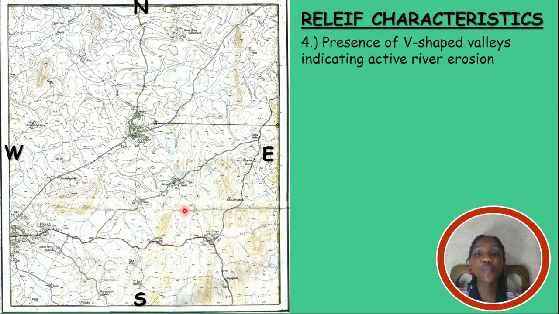The presence of V-shaped valleys indicating active river erosion. This can be seen around Ijebu, Ijesha, right around here. So you can see I've marked out some V-shaped valleys. We can faintly see the V outline.